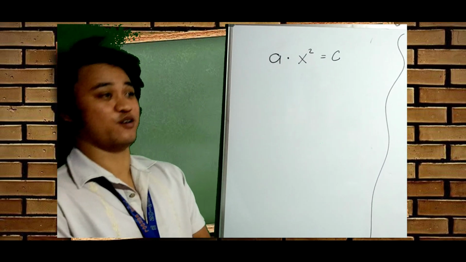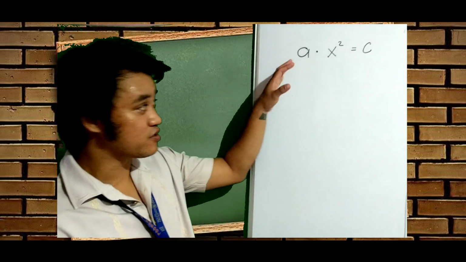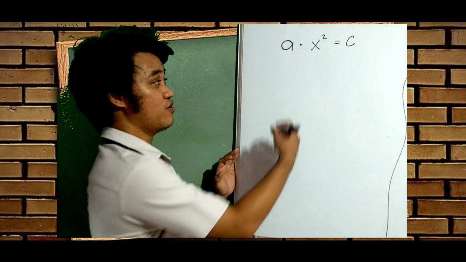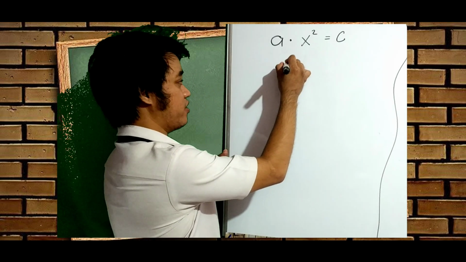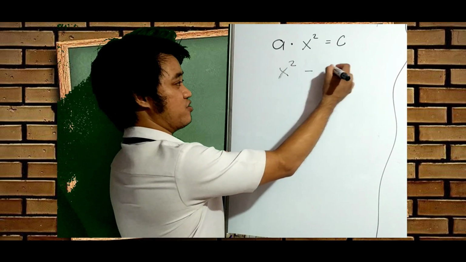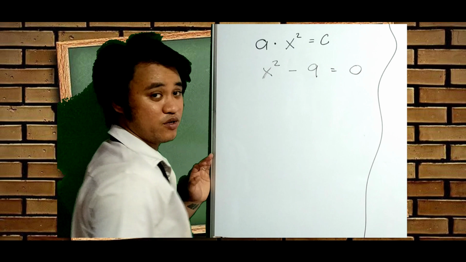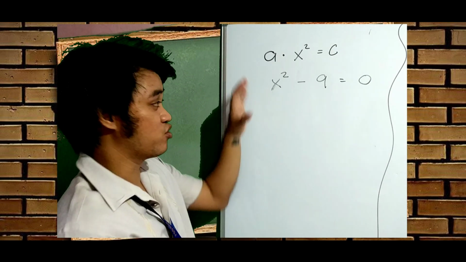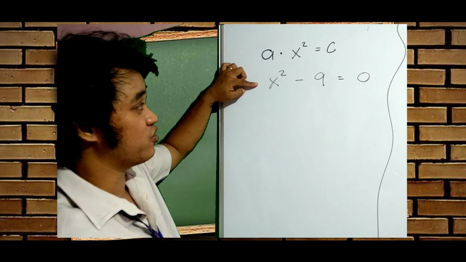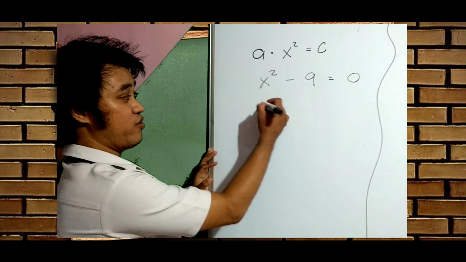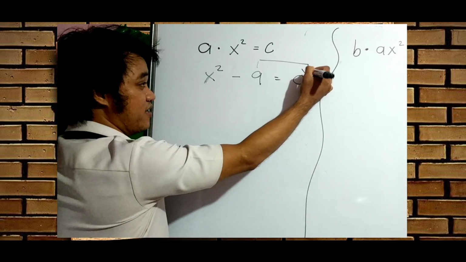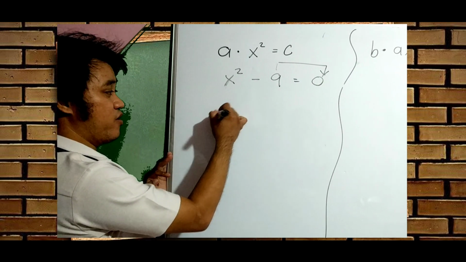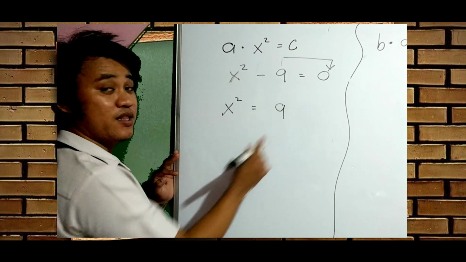To further understand the lesson, let's say we have the first example, which has an equation of x squared is equal to c. So let's say we have x squared minus 9 is equal to 0. X squared minus 9 is equal to 0 is a standard form of a quadratic equation. To solve this one, we need to transform this equation into this form. So x squared, we transpose 9, so from negative it will become positive. So x squared is equal to positive 9.